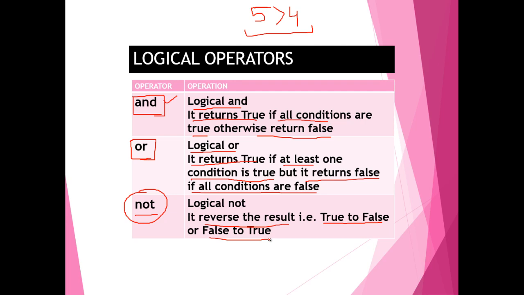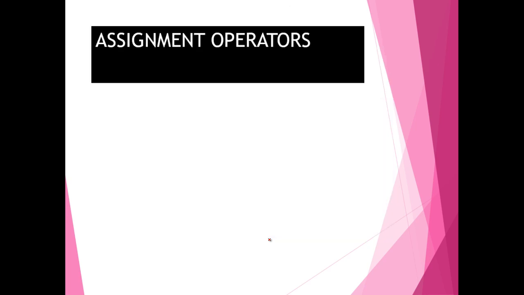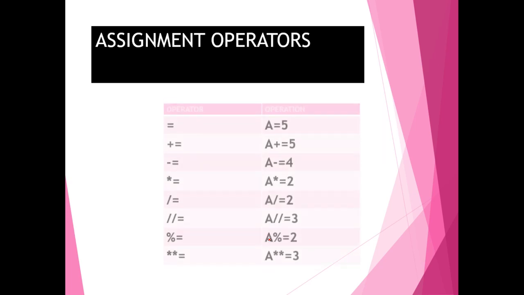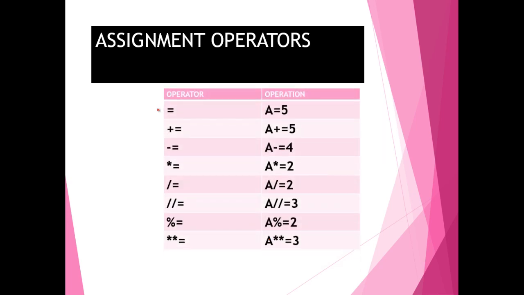Now after that we will see the next kind of operator, that is the assignment operator. Under assignment operator you can see that we have single equal, then we have plus equal to. What is this plus equal to? Suppose I want to write that A is equal to A plus 5. In this you can see that we are adding 5 to the current value of A, and whatever the new value is gets stored in A.